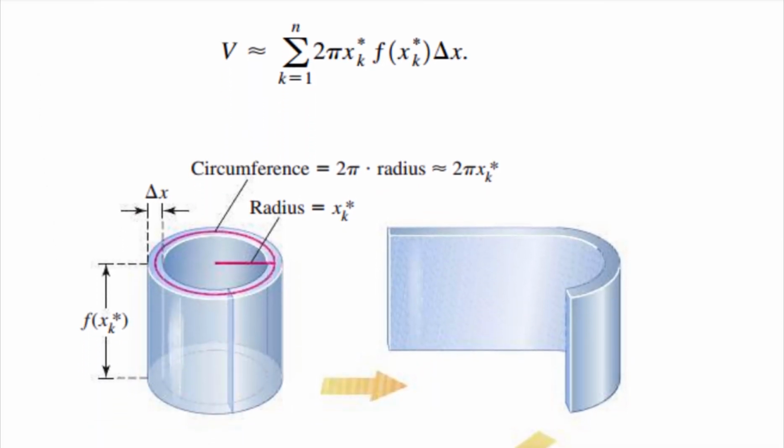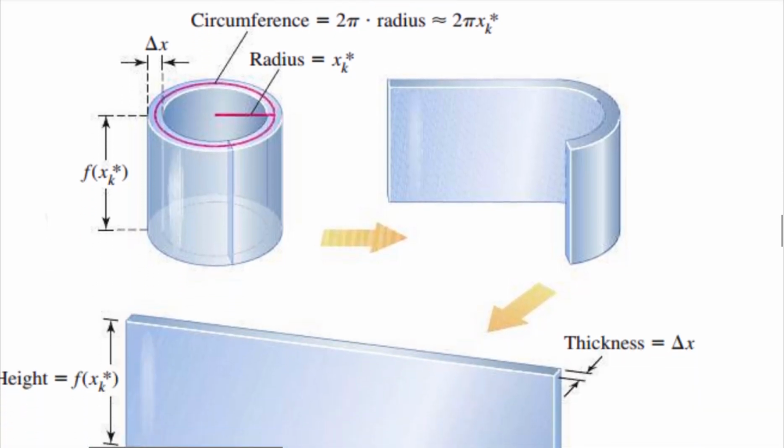That shell has a thickness. Its radius is x. The radius is the x value. Now, what's the circumference of it? Isn't that 2 pi r? The circumference is 2 pi r. 2 pi r is the circumference. The radius is just x, so it's 2 pi x. Let's keep going. Let's see what's happening.